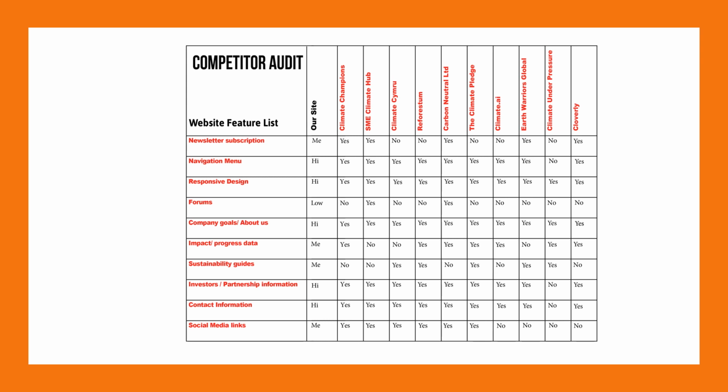The competitor audit reveals that nearly all the websites feature essential elements like responsive design, navigation menus, company goals or about us sections, investor partnership details, and contact information. These attributes are therefore prioritized for inclusion on my website. Forums, on the other hand, are scarcely used across these sites, potentially because they diminish the visual appeal, which is why I may opt to not incorporate them.